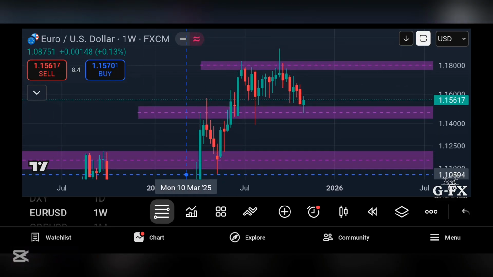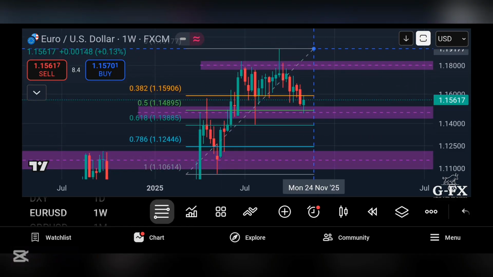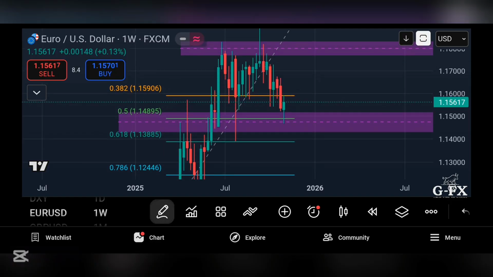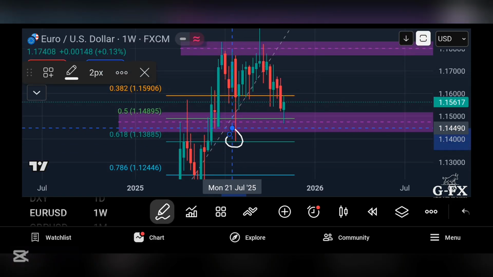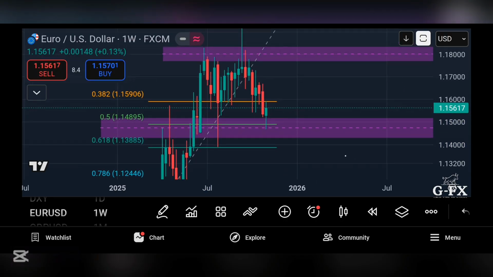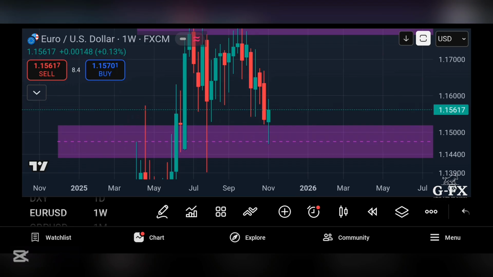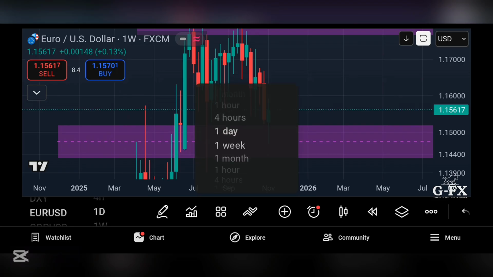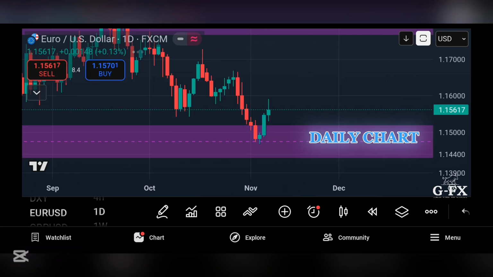And okay, well, I'm going to draw my Fibonacci from the lows to the high. And if we notice, price came to test 0.618 and 0.5. And from what I'm seeing, it might go back up to the previous resistance. So I'm going to go back to the daily charts.